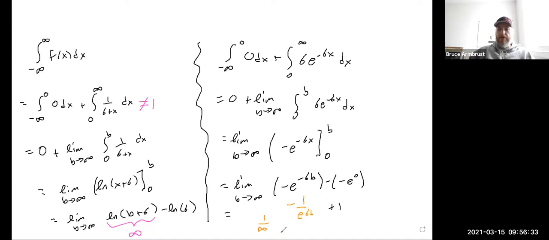And what does 1 over infinity go to? Yeah, it goes to 0. Okay, so this ends up being 0 plus 1, right? So equals 0 plus 1, which is 1. So this guy definitely is a probability density function.